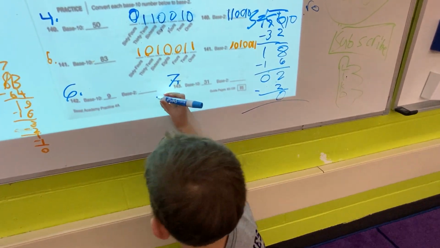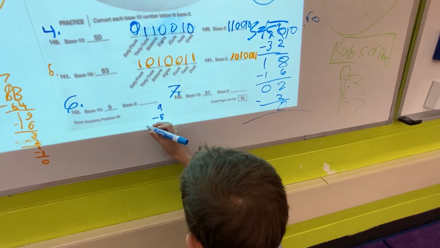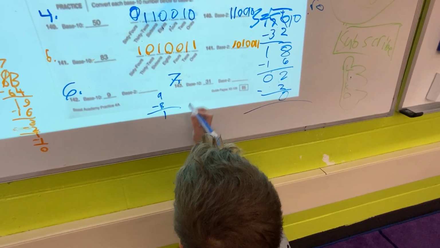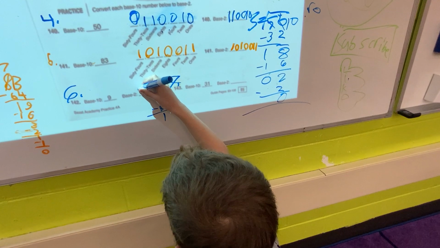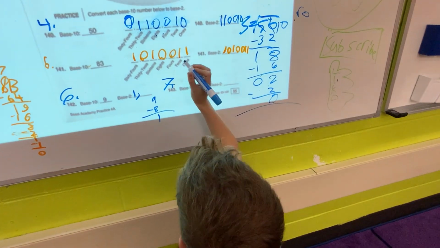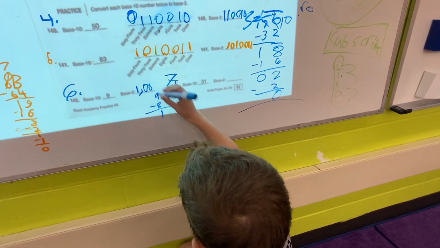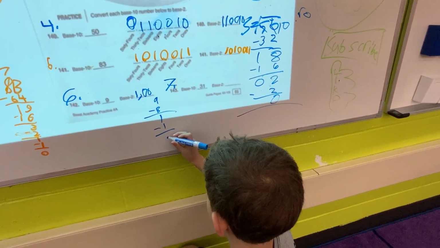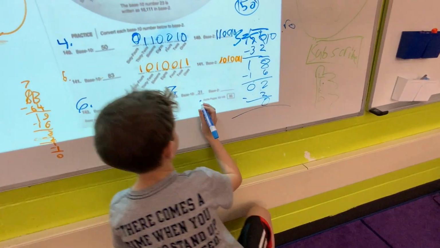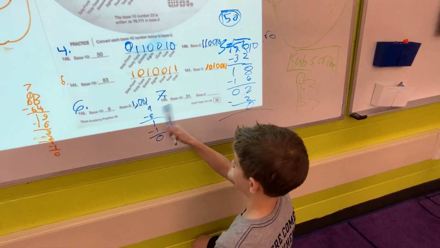So now we have to do 9 minus 8, because 8 can go into 9, which is 1. And now we just have 1 left. So we write this down, 1000. And now 4 can't go into 1, 2 can't go into 1, so we are left with a 1. And 1 can go into 1, and 1 minus 1 is 0. So it'd be 1001.